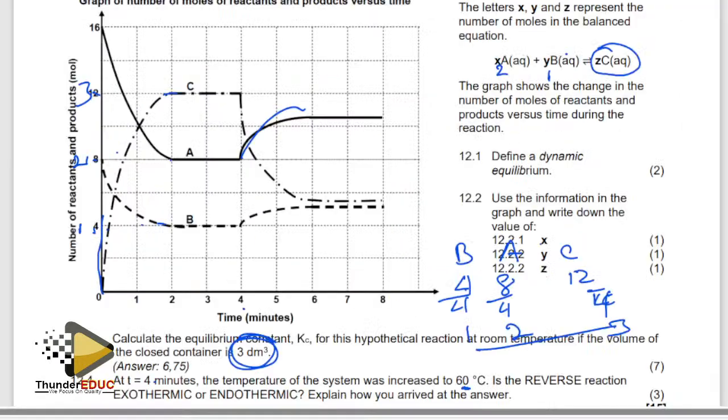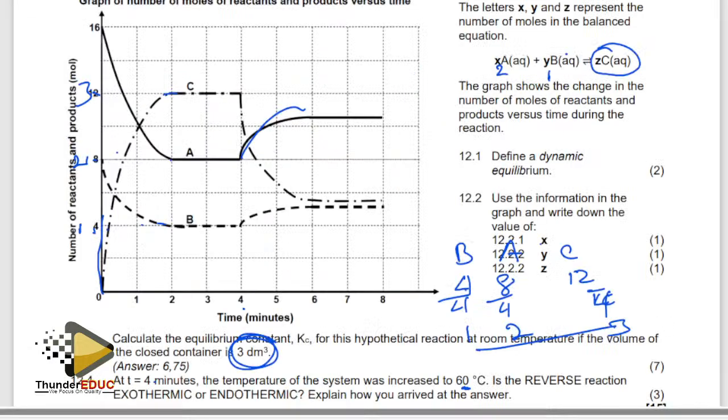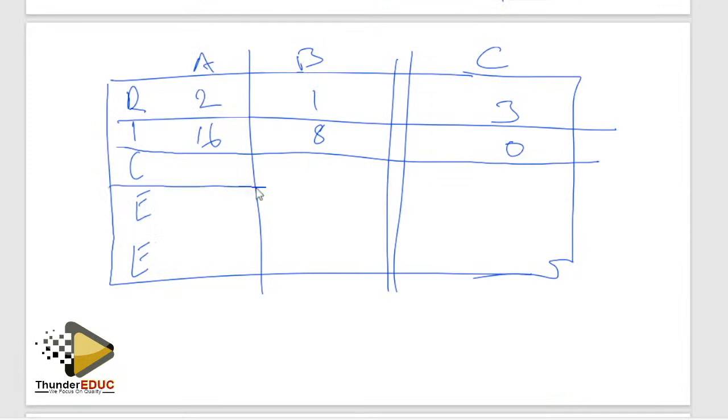And then you go to initial. What did they start with? This one started from 0, this one started from 8, and this one started from 16. Where is A? No, B started from 8, and then A started from 16. Yes, basically it's correct. Then you go to change.